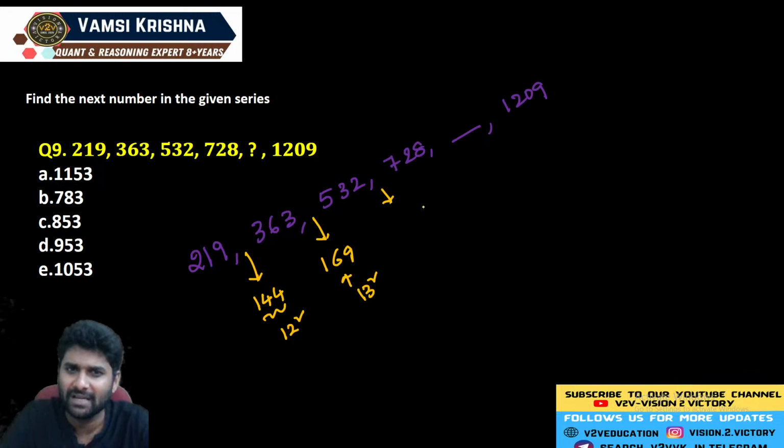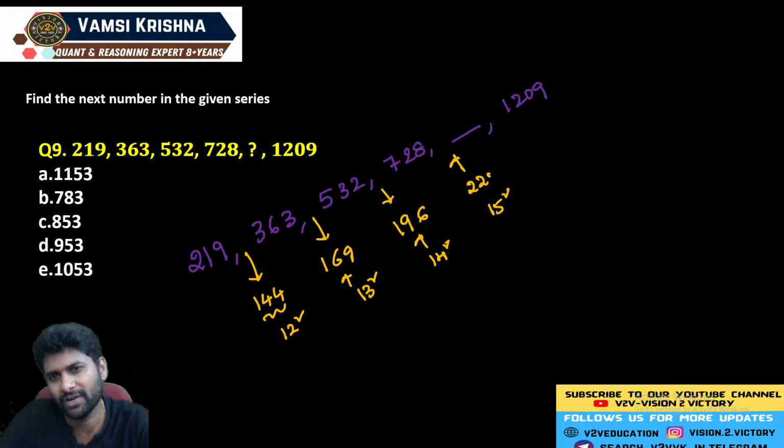Next difference. Again, 12 minus 3 is equal to 9. And you already took carry forward here. 6 minus 5 is equal to 1. 196 is equal to 14 square. And 12 square, 13 square and 14 square, definitely the next value should be 15 square. 15 square value is 225. Add this number. 728 plus 225 is your answer.